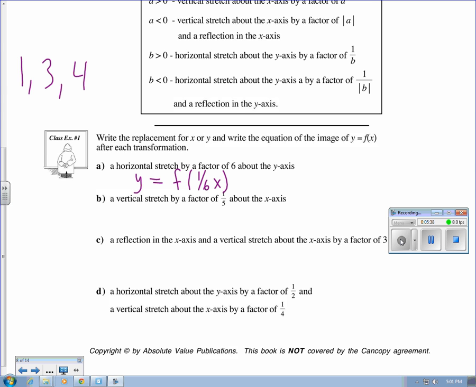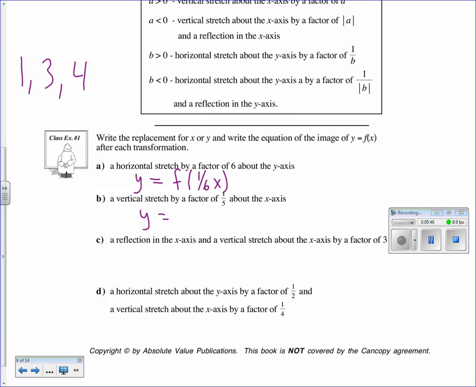Vertical stretch by a factor of 1/5 about the x-axis. So x stays the same. Now my y is what gets altered. 1/5 times f(x).